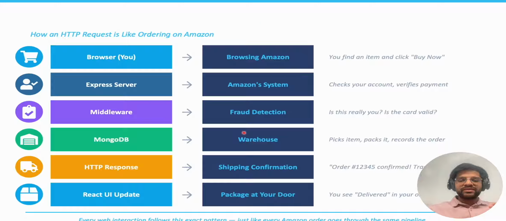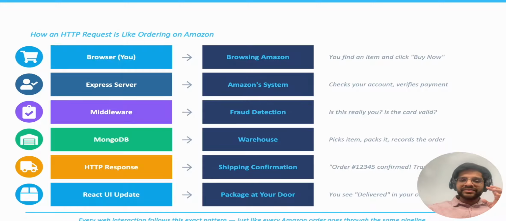MongoDB is the warehouse. Once the order passes, it sees the item, packs it, shelves it, and records in the database that the item has been packed. And then we have the HTTP response, which is your shipping confirmation. Amazon sends you an email confirming your package has shipped. And then at the end, the React UI update is your package arriving at your doorstep and you opening the Amazon app. It shows delivered. The UI reflects the new state. You can see the package right in front of you, both physically and on the web.